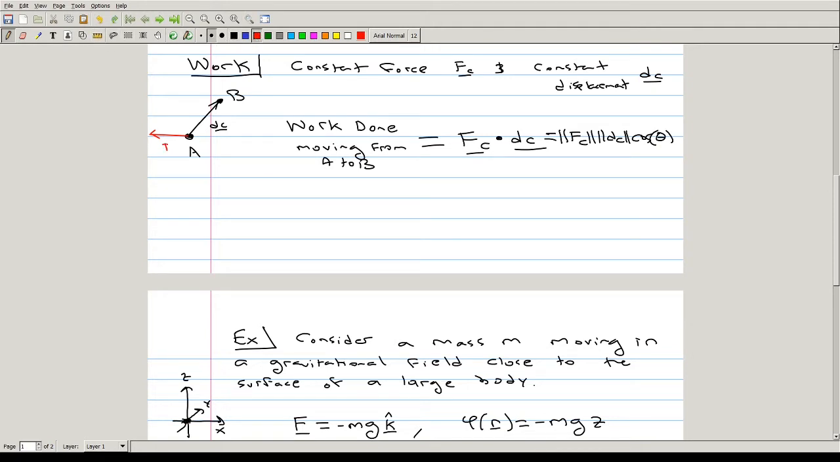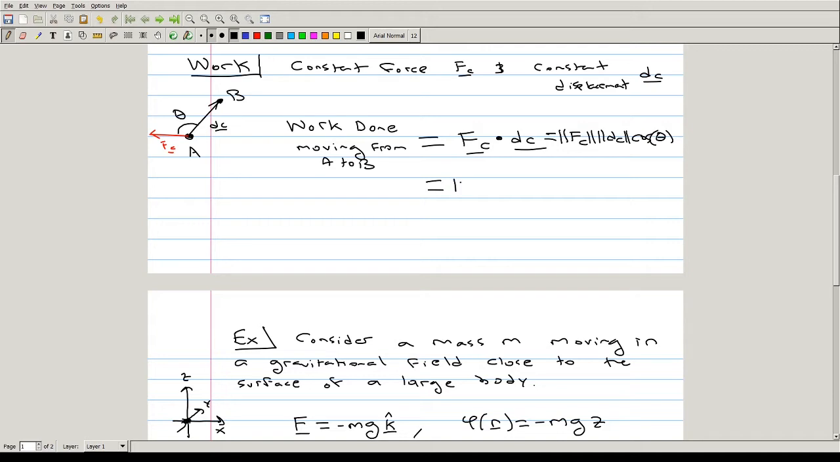This force is the constant force Fc, and this is the angle between Fc and dc. So we know from our dot product that this is true, and we can interpret this in two different ways.